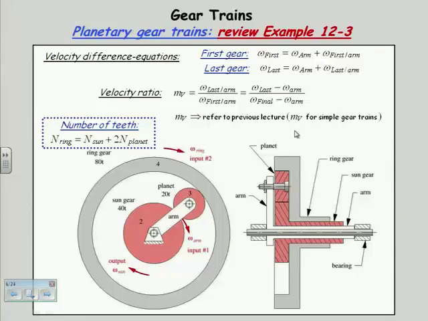So now I have, again, 2 degrees of freedom, so I can put 2 inputs in, one to the arm, let's say, and one to the ring, and take the output off the sun. Or I could put one to the sun, one to the arm, and take the output off the ring, or one to the ring and one to the arm, take the output off, et cetera, right?